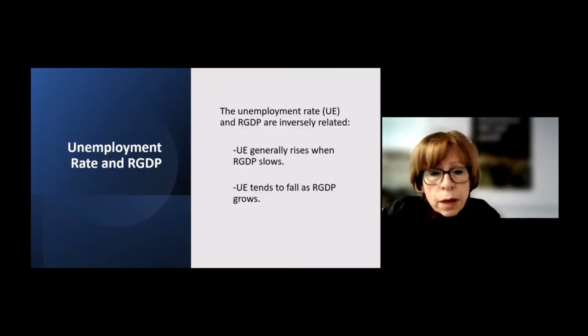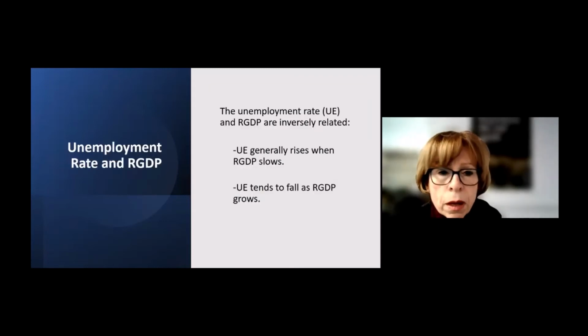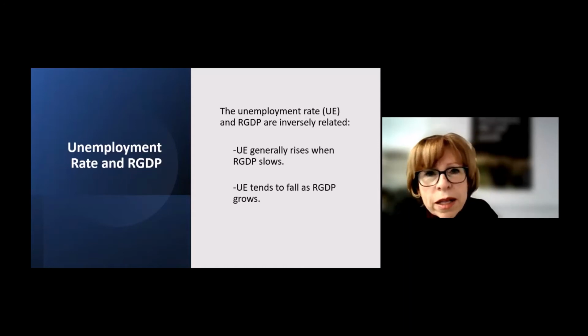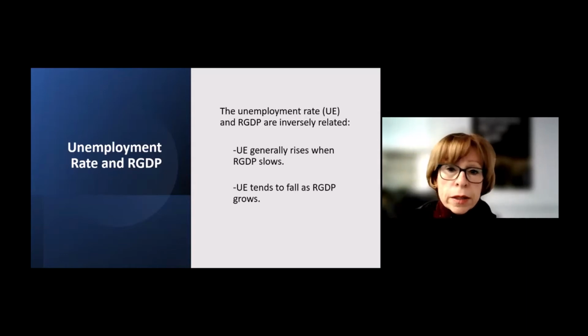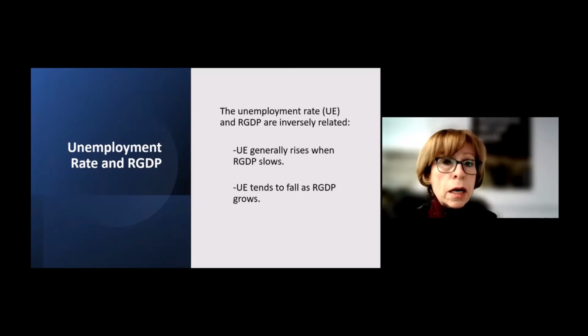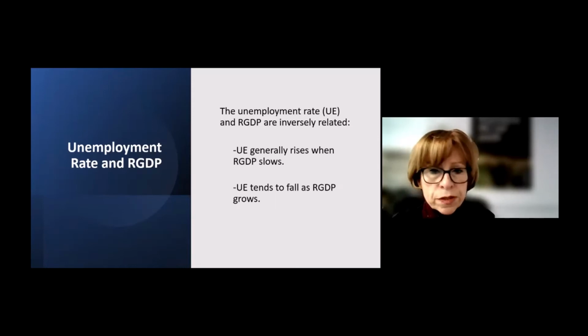So just as a summary, the unemployment rate and our GDP are inversely related, meaning that unemployment rises when our GDP is slowing, meaning that as companies start to recognize that there's not demand for their products, they start to lay off people, output slows, and unemployment picks up.